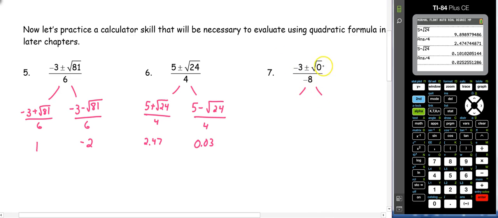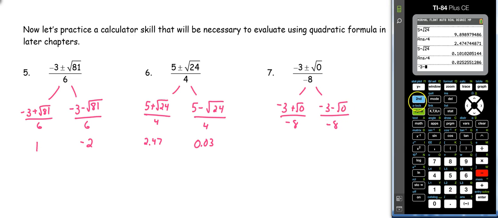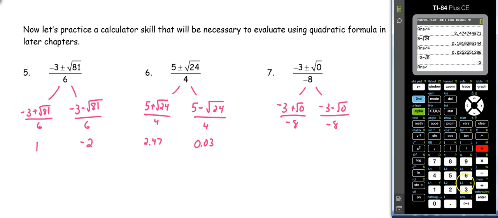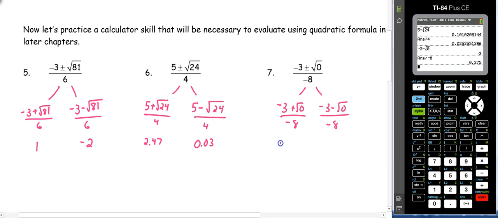Let's try one more. Number 7 is going to have a special case because of the square root of 0. So let's see what happens when we do that. We have negative 3 plus the square root of 0 over negative 8, and negative 3 minus the square root of 0 over negative 8. So in the calculator, negative 3 minus the square root of 0, divided by negative 8, and that rounds to 0.38.